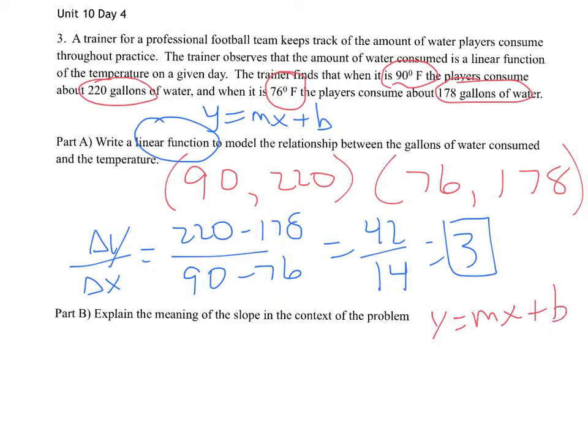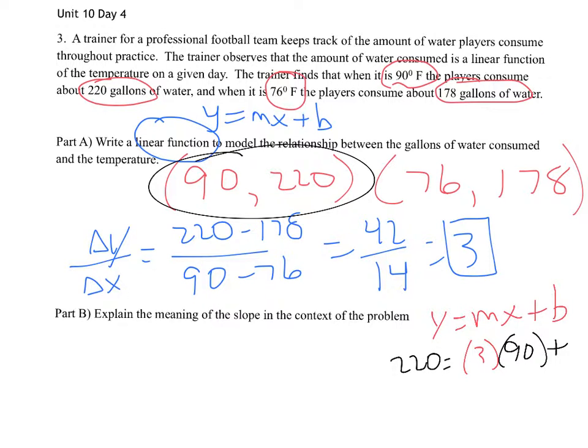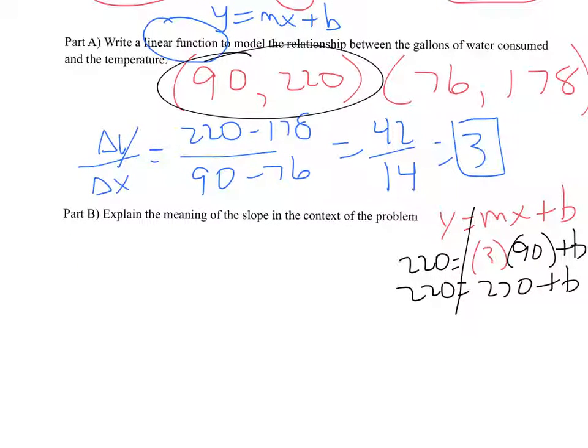We're going to plug in 3 for the m, we just found it. For y and x, I can choose which ones I want to use. I'm going to go ahead and use the 90 and the 220. I know that 220 is my y coordinate, 90 is my x coordinate, and I'm looking to find out what the y-intercept is, b. So I've got 220 equals 270 plus b. If I scroll up here and subtract that 270, I'm going to get negative 50. So I have negative 50 equals b.